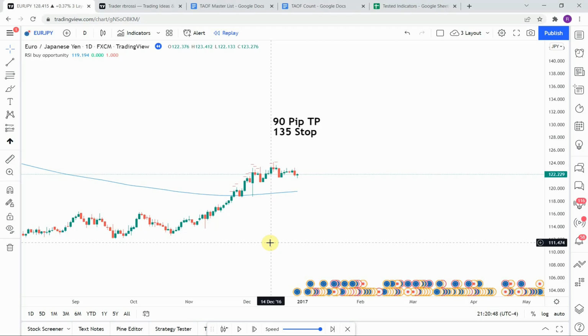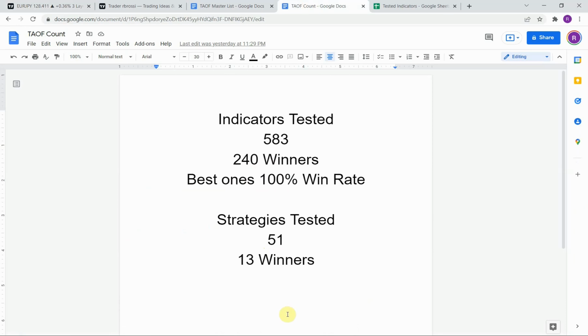Alright, as I said, today we will be testing the RSI buy opportunity indicator. Before we do though, I wanted to put the testing scoreboard up for everyone to see. So to date, we have tested a total of 51 different strategies, with 13 of them being winners. We've also tested a total of 583 indicators, with 240 of them being winners. The best ones so far were able to achieve a 100% win rate.